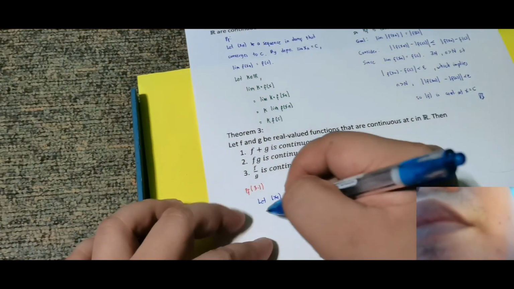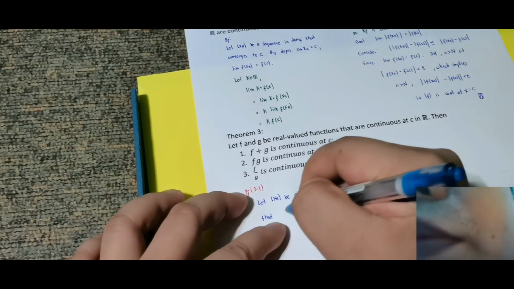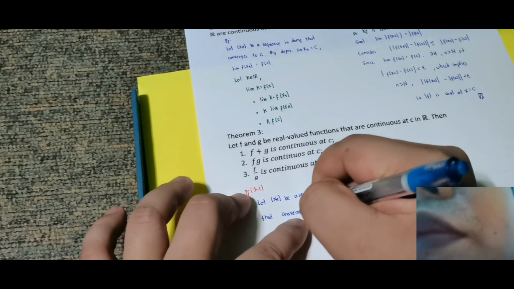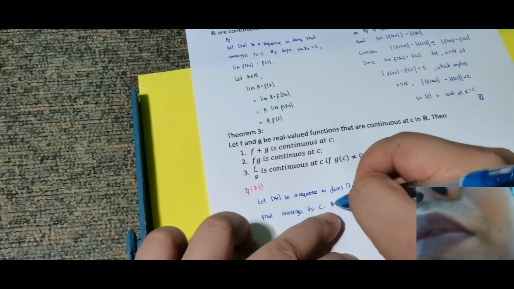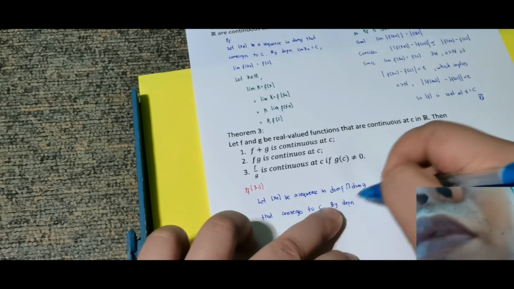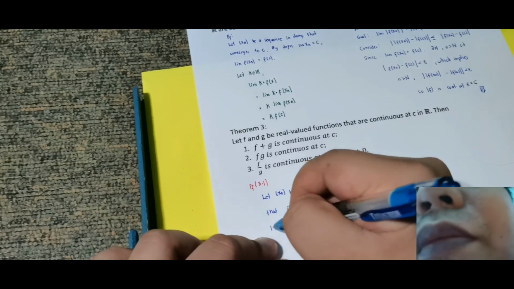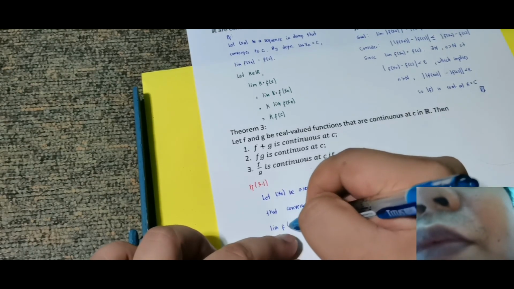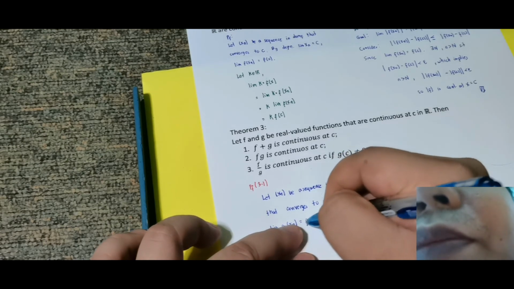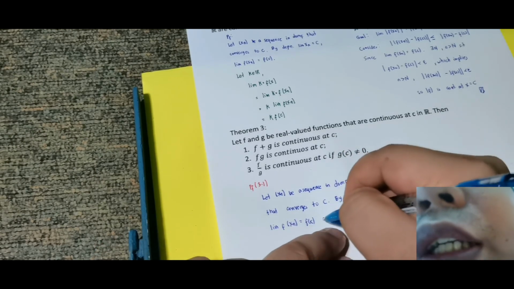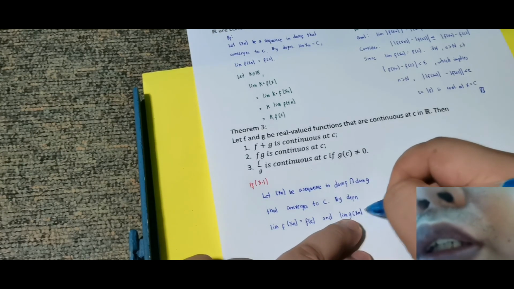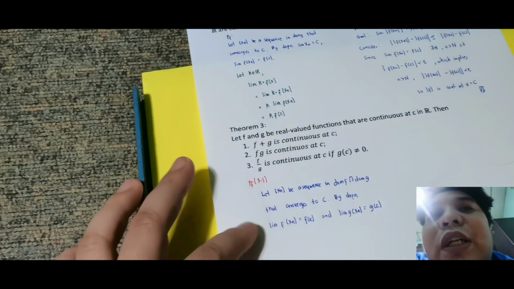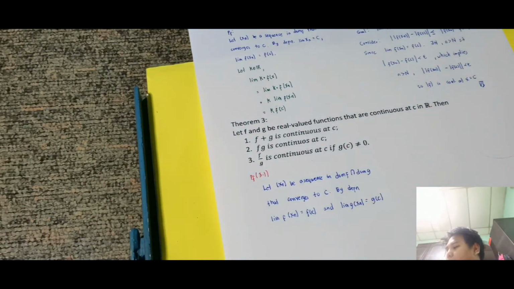That converges to c pa rin. Okay, so by definition, yung limit nung f of x sub n is equal to f of c. Okay, and yung limit ng g of x sub n is equal to g of c. So consider natin yung una. So consider natin yung limit nung f plus g of x sub n.